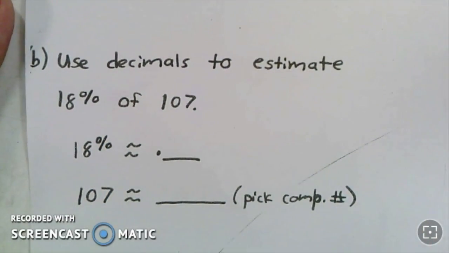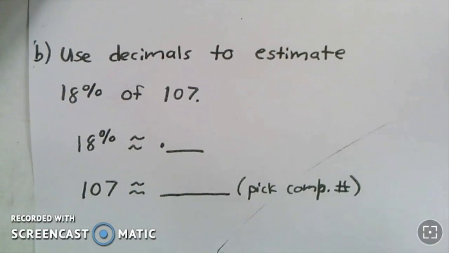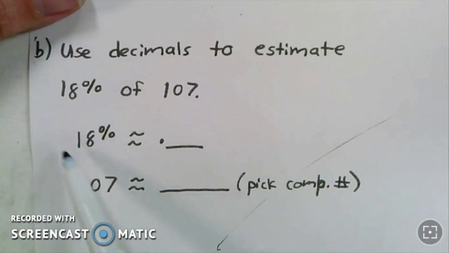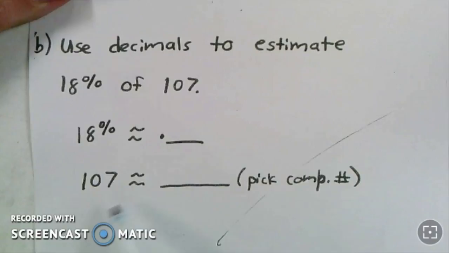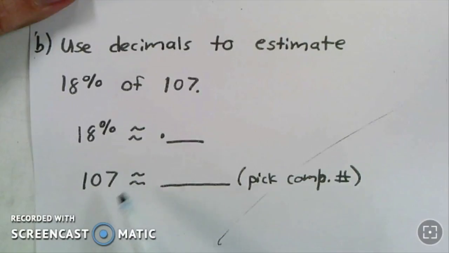All right, go ahead and try to follow those same steps on this example on your own. The first thing you're going to do is round 18% to a one-digit decimal that's easy to work with. So you would either go down to 0.1 or up to 0.2. What are you supposed to do when you're rounding? Then, after you pick that, round this number to a number that's compatible, that's easy to multiply by. And then you multiply those two numbers, and that'll be your answer.